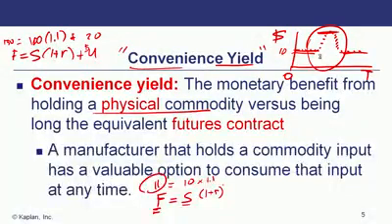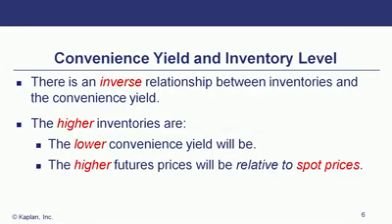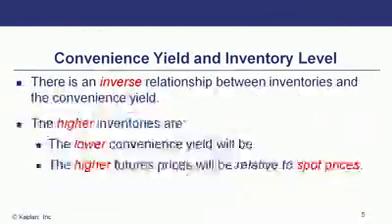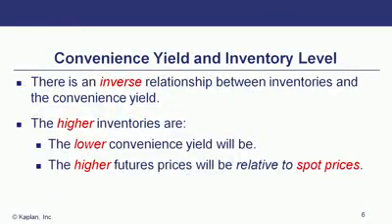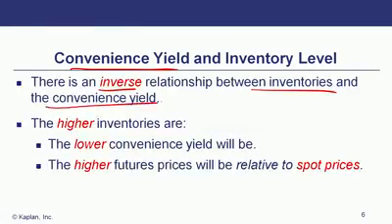So if we go to the next slide, I guess it's 2 slides from now. What about this convenience yield? Well, the convenience yield, as it turns out, is going to be related to inventories. And inventories, of course, are related to storage. That's why we talked about that. But there's an inverse relationship between inventories and convenience yield.